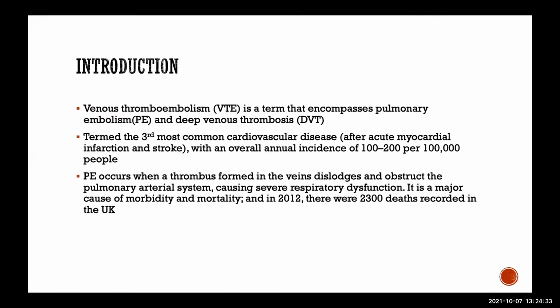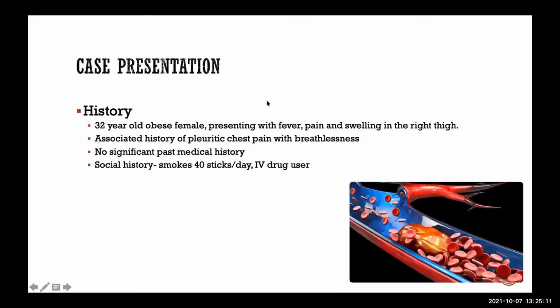this, but just to refresh, VTE encompasses pulmonary embolism and DVT, and we're very familiar with this term because most often when we have patients who come into hospital, we need to put them on VTE prophylaxis to prevent clot formation on admission. And it's seen as the third most common cardiovascular disease after myocardial infarction and stroke. And we know what happens in PE is that there's a thrombus, which usually forms in the veins and mostly in the veins of the lower limbs. This then dislodges and goes to obstruct the pulmonary system, causing some severe dysfunction. And it does cause a lot of morbidity and mortality.